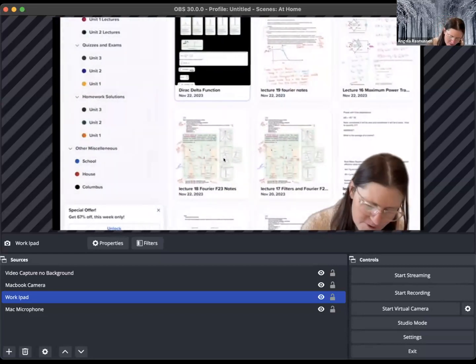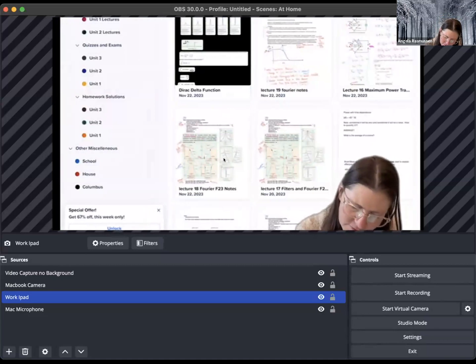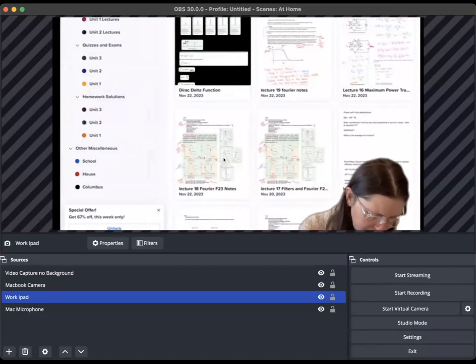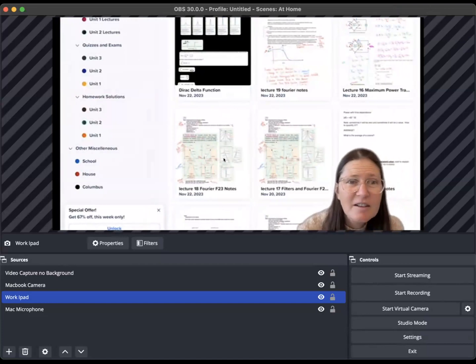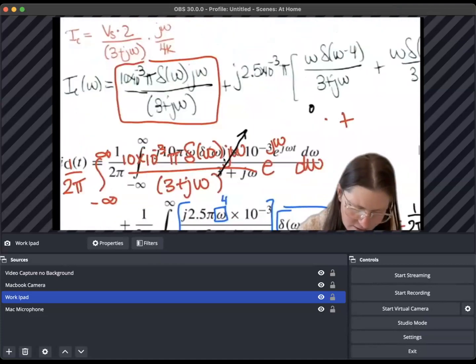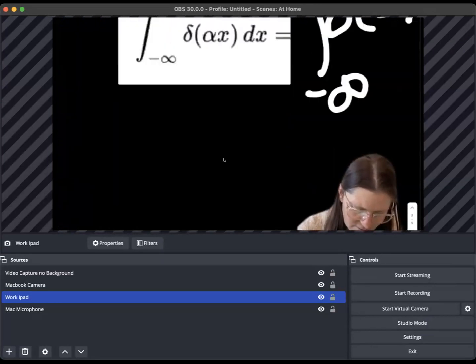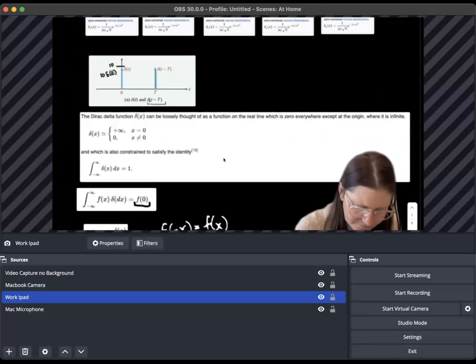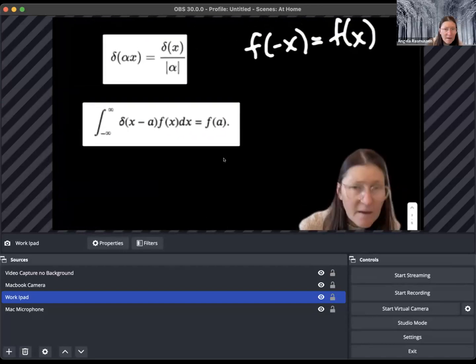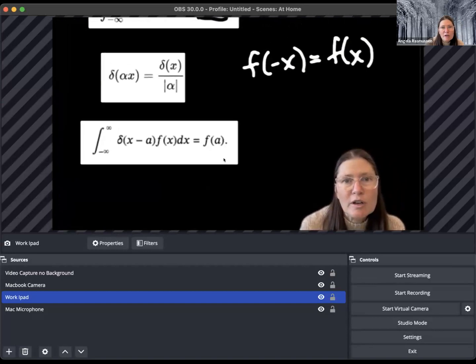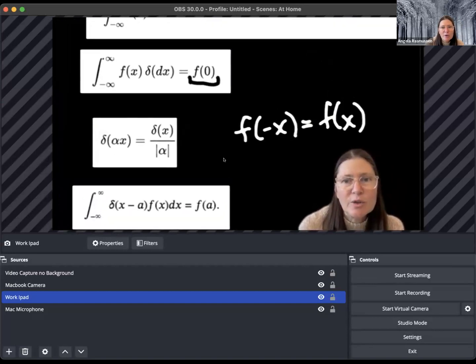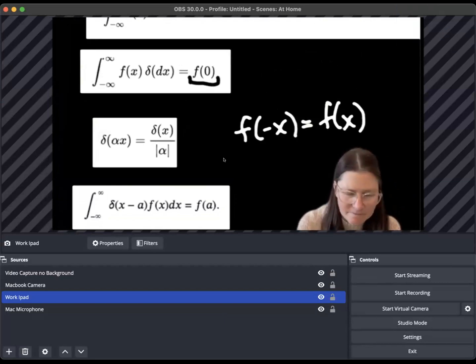All right. You had said you wanted to continue. Can we go back to the integral with delta x minus a equals f of a? Sorry. Could you elaborate on that? This one here? Yeah. Okay. Do you understand why this one goes to f of 0? Not quite, sorry. No worries.